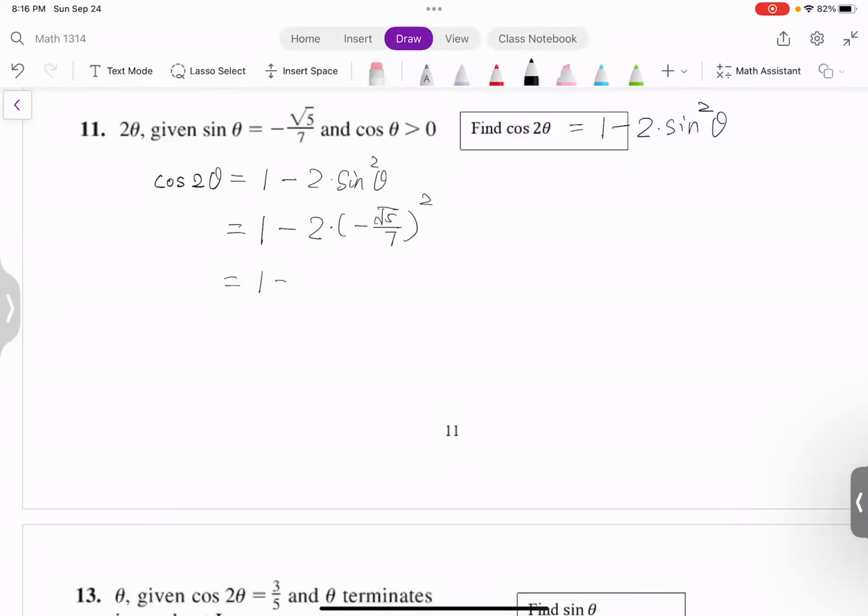It's 1 minus 2 times, 49 squared on the bottom, squared on the top. We have 1 minus 10 over 49. We have 49 over 49 minus 10 over 49. So this is 39 over 49. So this is a solution.